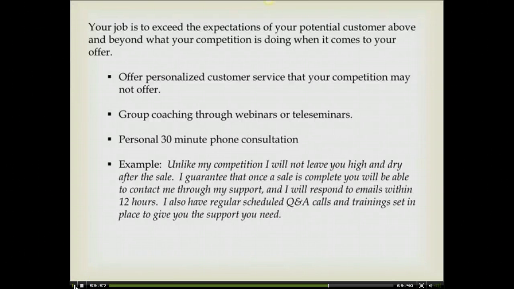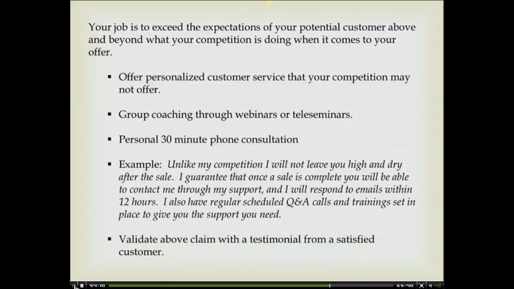for your customers over top of what your competition is already doing. But in order to do this, like I said, you've got to know what your competition is already doing so that you can offer something that is going to exceed the expectations.